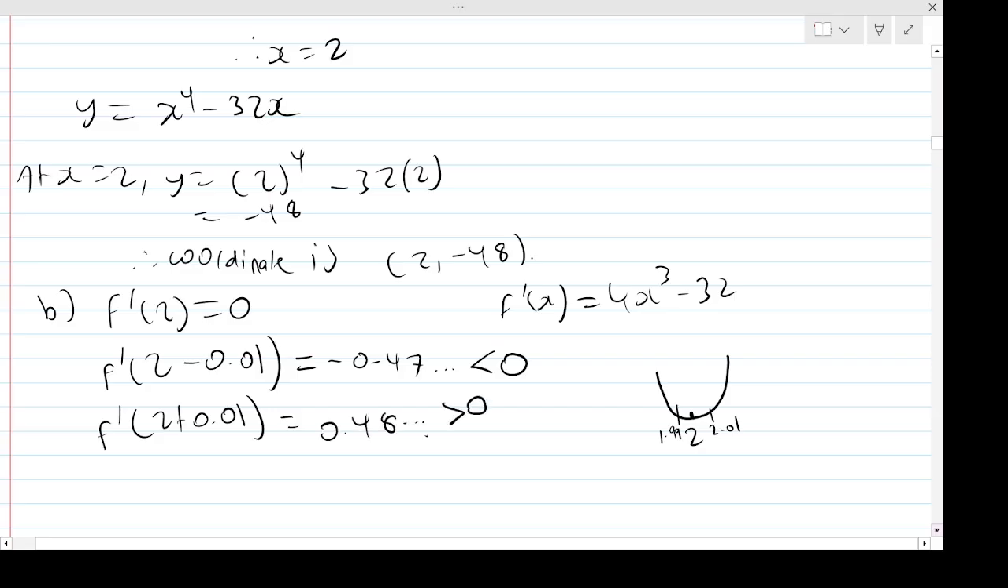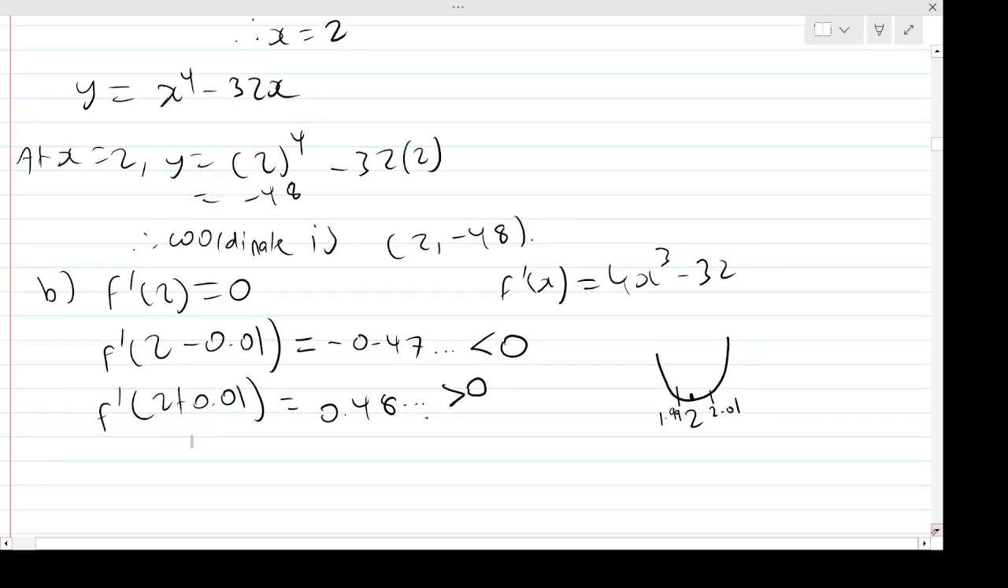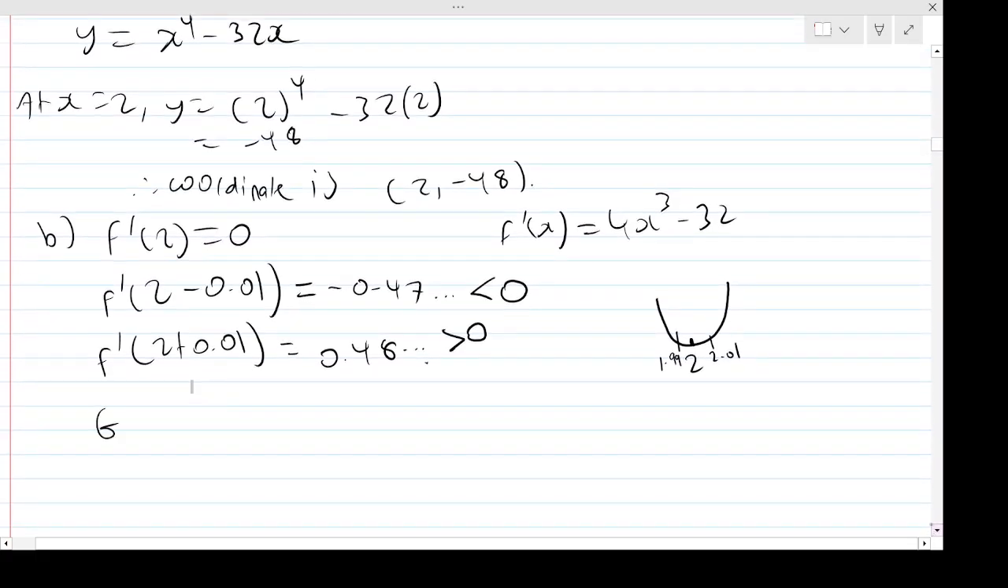So now when we're to the right of our stationary point, at say 2.01 compared to 2, so we've added a bit more than 2, now the curve is increasing, right? So what's happening is the gradient is changing from negative, negative when it's below 2, so before 2, it's changing from negative to positive.